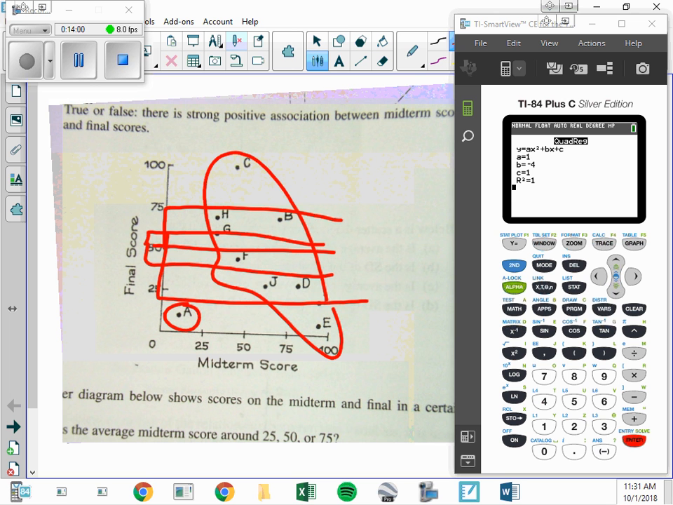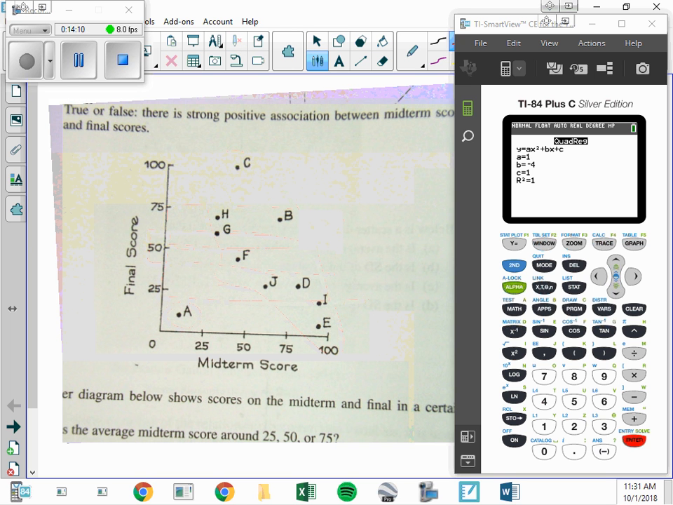Okay. For students who scored over 50 on the midterm, was their average score on the final around 30, 50, or 70? So who are we looking at? So I'm going to look at which side of the graph? The right side. So I'm going to take 50, and I'm just going to look at those people. Where was their average score on the final?